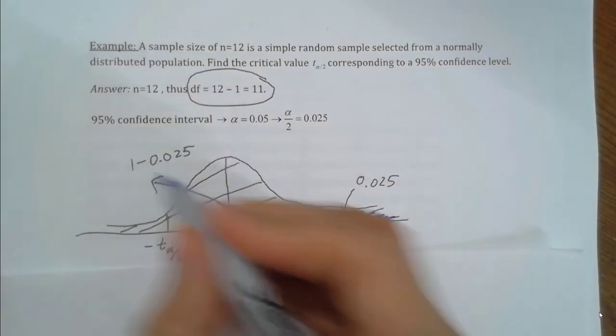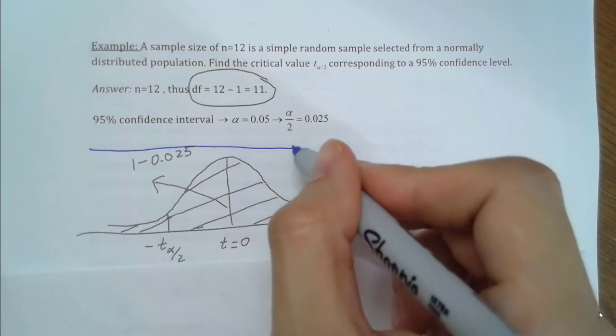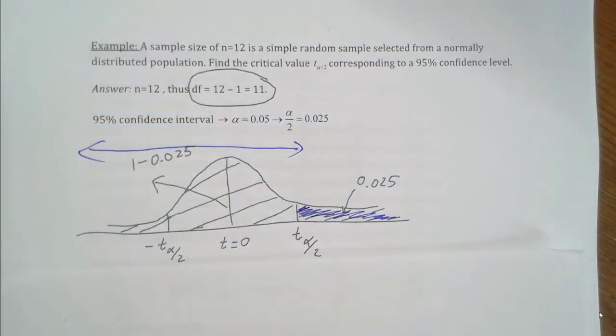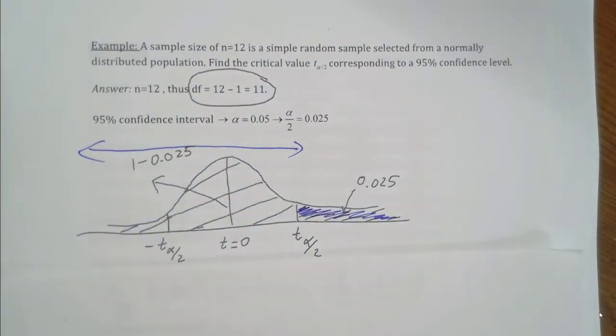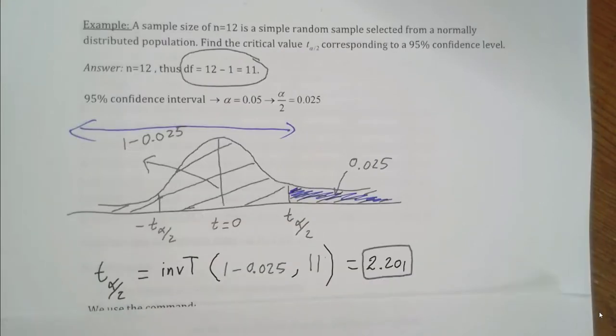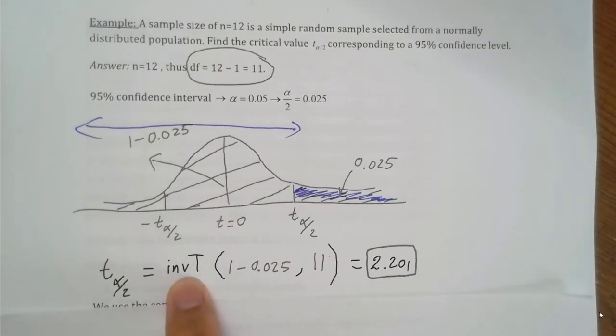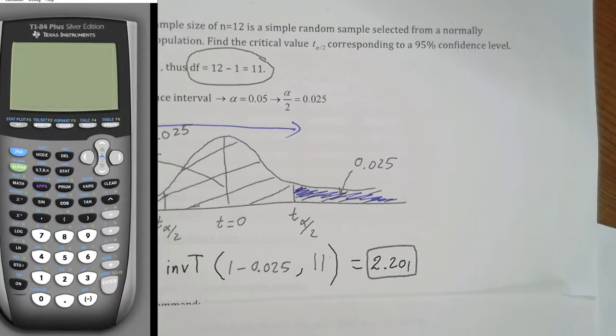We take 1, we subtract this portion, we will get this area, or 1 minus 0.025 for the remaining of the left side. And now, once you have the area from the left side, you can use the inverse t function from TI-84 to find the t of alpha over 2. So let's try that here.